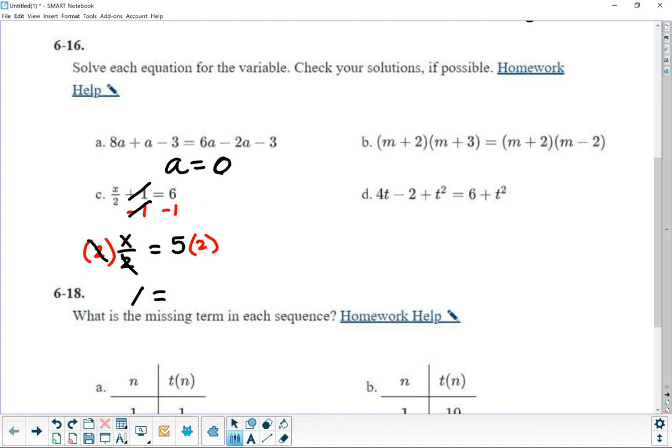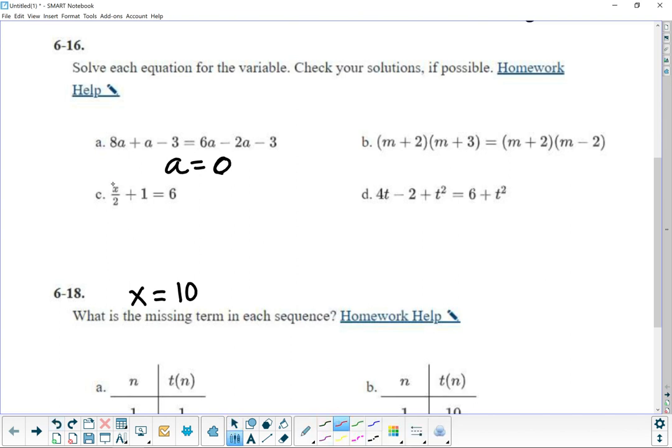5 times 2 gets me 10, and that's my final answer. Again, if you need to pause it, because I'm going to be erasing it, pause it or stop it. Okay, to check my answer, I'm going to put 10 in place of the x. So if I put 10 right here, it's going to be 10 divided by 2 is 5. And 5 plus 1, does that equal 6? 5 plus 1 is 6. So 6 equals 6. That checks out as well. So my answer is x equals 10.